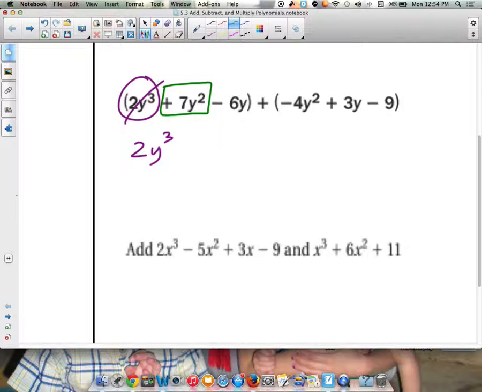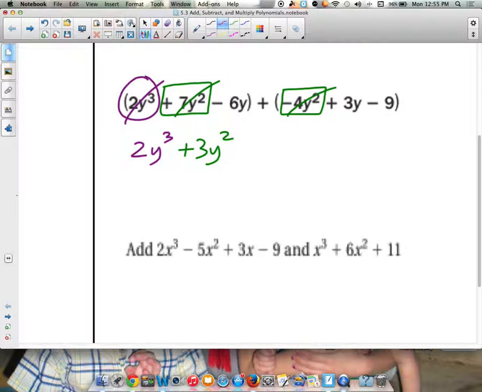The next one I'm going to look at is 7y squared. So I'm going to look at all the terms that are remaining and look for anything that's got a y squared. This is a y. Here's a y squared right here. So those two are my like terms. I'm going to combine them by adding. I'm going to go 7 plus a negative 4, or I could just say 7 minus 4 gives me 3. So this will be positive 3y squared.